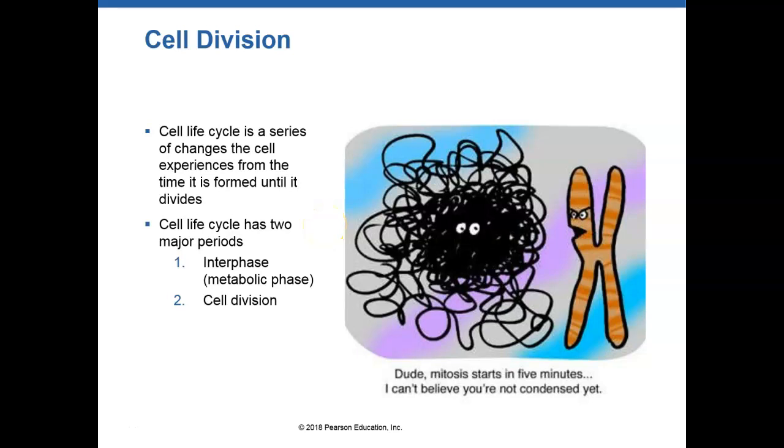Welcome back. We're going to get right into cell division. So cell division is also known as cell replication. And there are two major periods in a cell's life cycle. The first is called interphase, and this is a phase where basic metabolic activities occur, so maintaining life. And then you have the cell division phase where the cells actually divide.